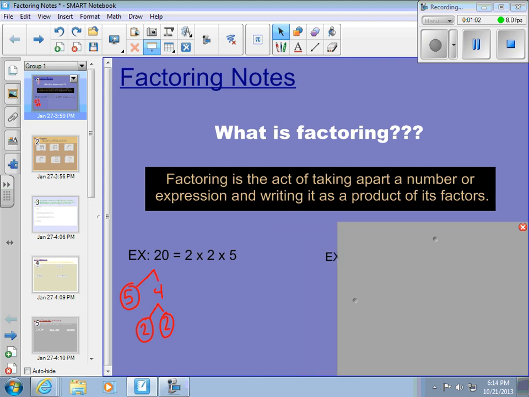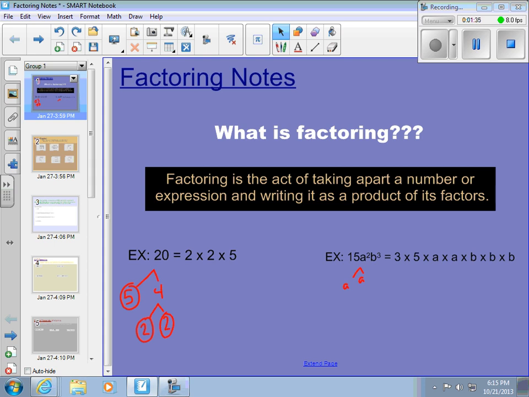Let's take a look at one with variables. Let's say you have this, 15 a squared b to the third. Well, 15 we know we can break up as 3 times 5. A squared means you are multiplying a times another a. B cubed means the same thing, except we have 3 of them. So another way of writing 15a squared b cubed would be 3 times 5 times a times a times b times b times b. Those are the smaller factors involved.